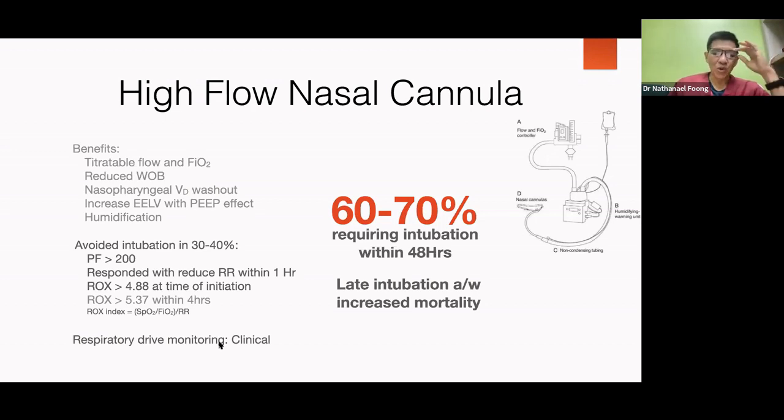A lot of times we tend to hold them too long on the high flow nasal cannula, and that could be detrimental. Because what we want to see is not the patient holding on to the high flow, but the patient improving with the high flow. So if the patient is holding on a high flow for the next 2-3 days, it's probably not very good news for the patient.